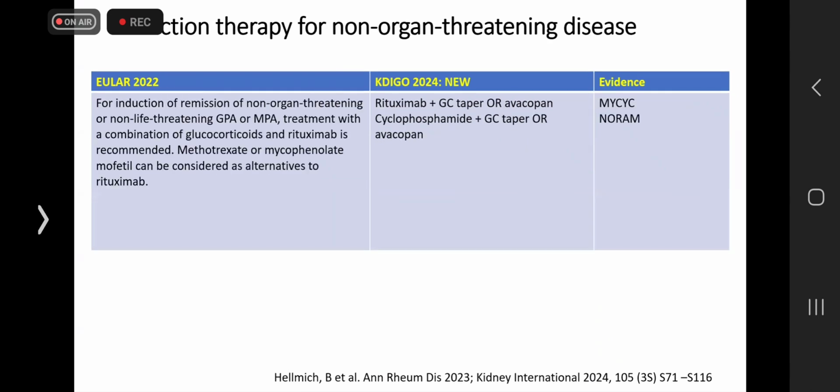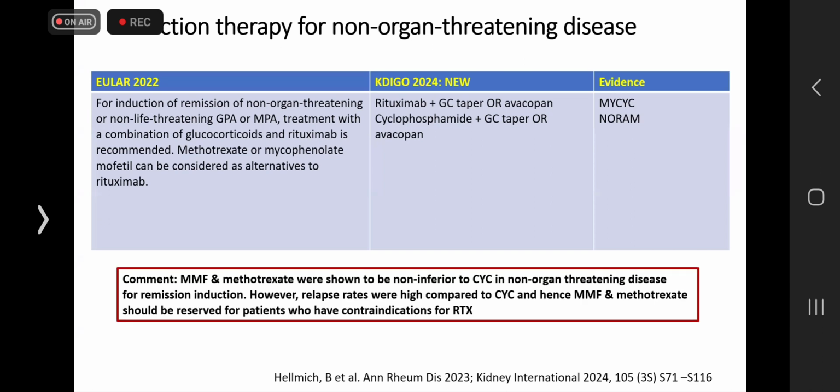How about non-organ threatening disease? In EULAR 2022, again, they recommend treating with a combination of glucocorticoids and rituximab. They also recommend using methotrexate or mycophenolate as alternatives to rituximab. In KDIGO 2024, which is kind of a modification, the recommendation is now to use rituximab with either glucocorticoid taper or avocapan, or cyclophosphamide with glucocorticoid taper or avocapan. And the evidence for this comes from 2 European trials, the MYCYC trial and the NORAM trial.